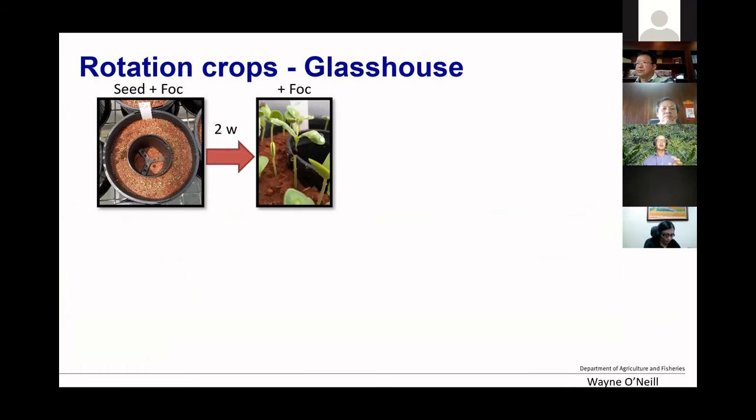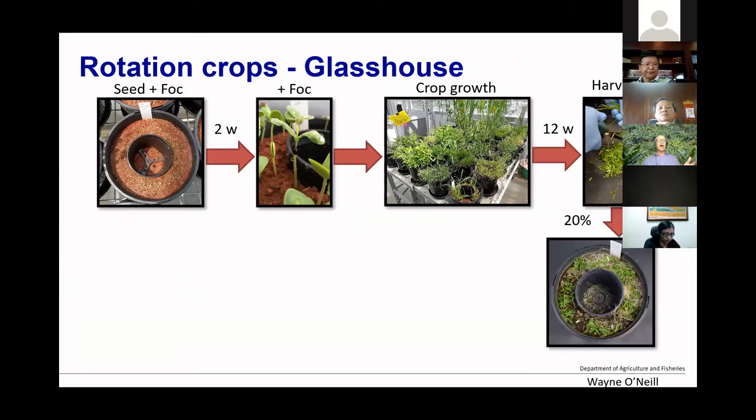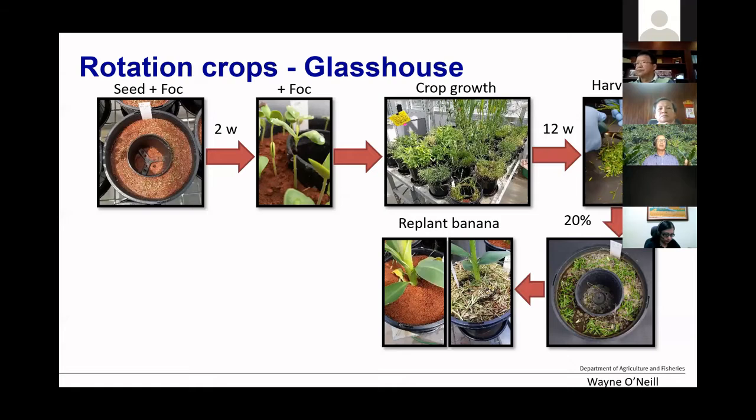This is allowed to grow for 2 weeks before being inoculated with FOC. And the rotation crops then grow for a further 12 weeks before being harvested. At harvest, 20% of the tops up to 50 grams are returned to the soil, the inner pot removed, and a susceptible banana plant grown in the center. And then these are compared to our controls, an inoculated and an uninoculated bare soil.